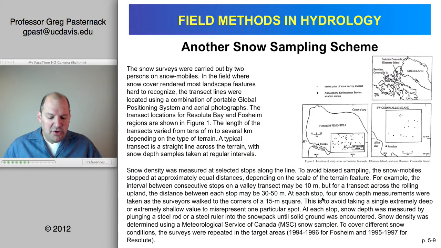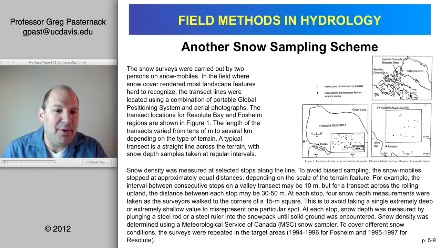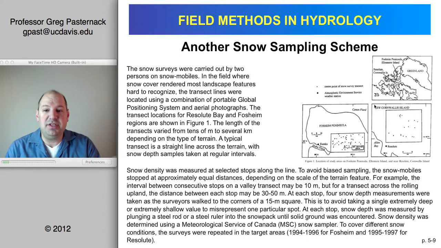Okay, well, I'd like to show you some other ways of doing it. For example, let's say you have a very large rolling, continental region. So here's a map of the area of islands off of Greenland and northeastern Canada. And there's this big Fosheim Peninsula, as well as this other island here. And then they need to measure the snow in this area.